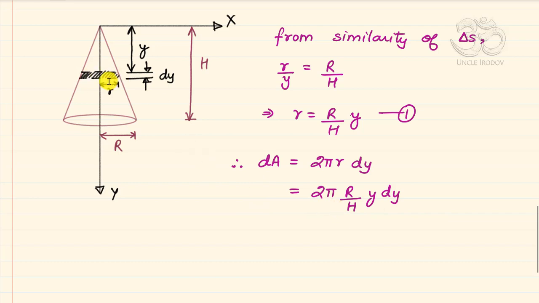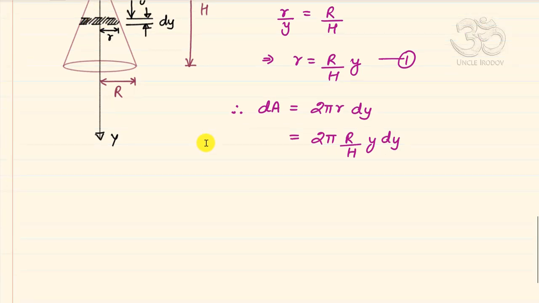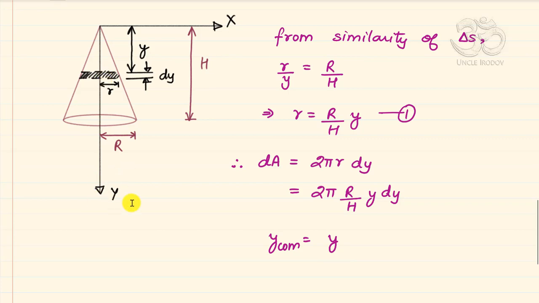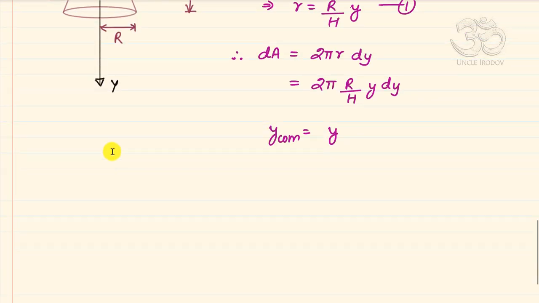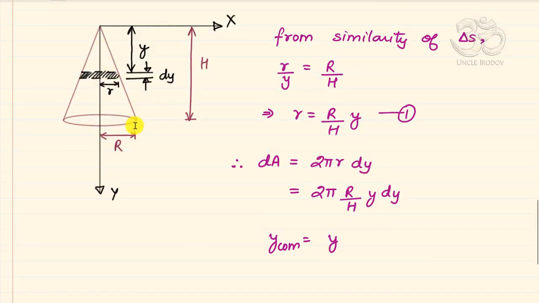Now when you use this area element, for this ring, from the top the center of mass is at a distance y, so y center of mass becomes y, that is in the downward direction, which is the plus y direction. And then in order to find out the total center of mass of this cone, what you will do is multiply the y center of mass with the small area multiplied by sigma, because I have to change area to mass, and find the integral of the numerator and the denominator.